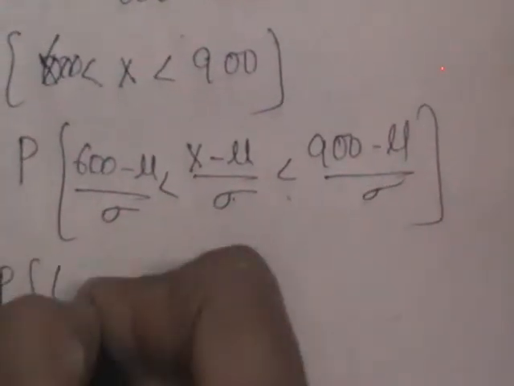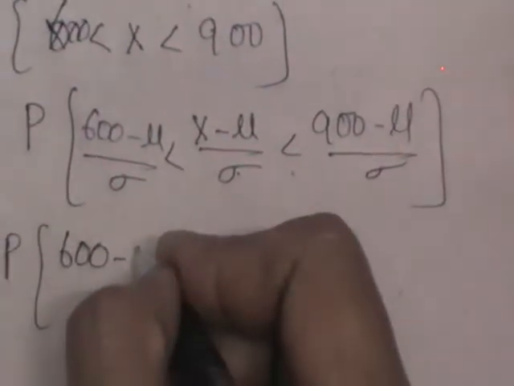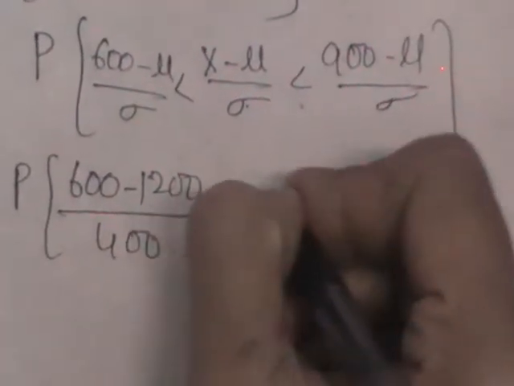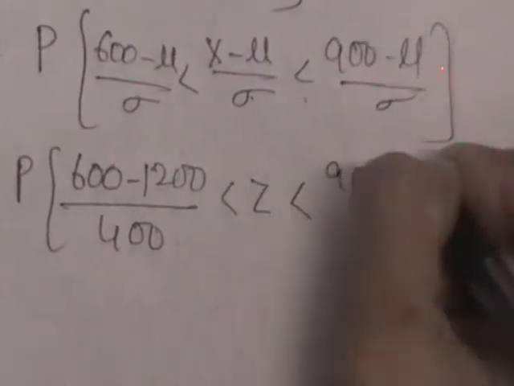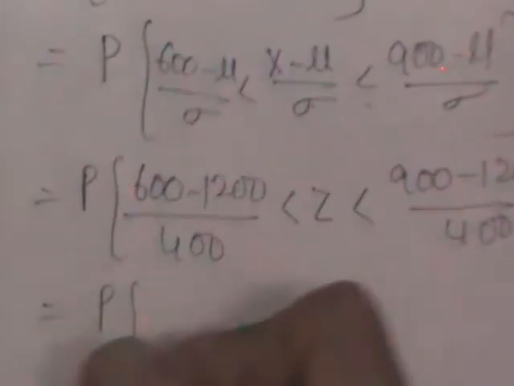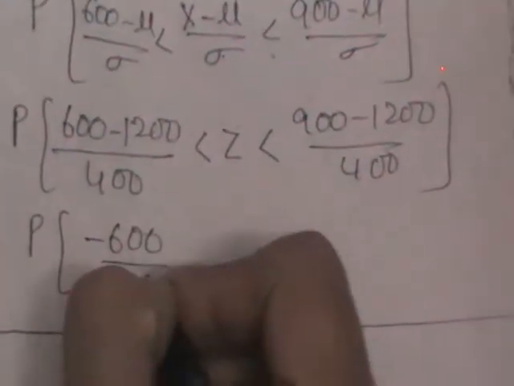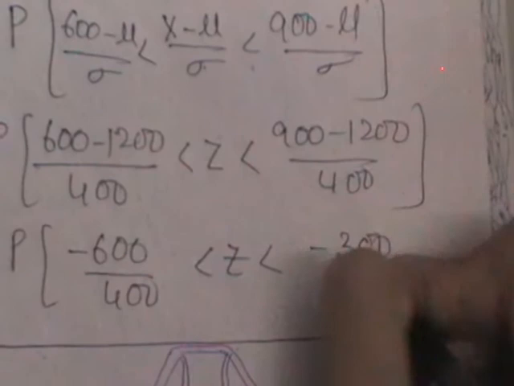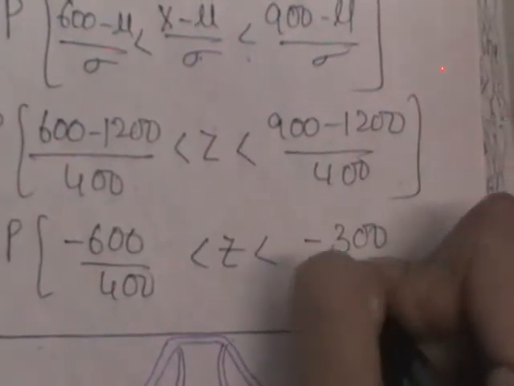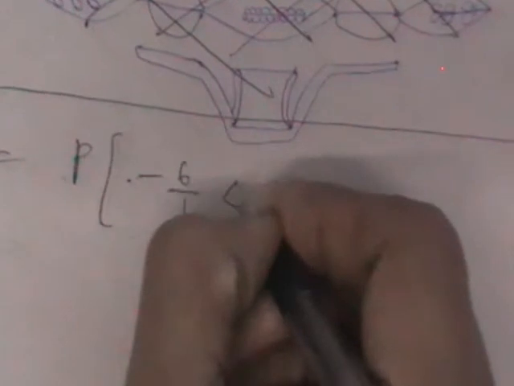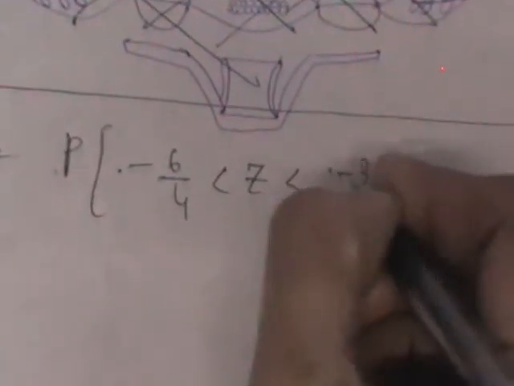So what is mu here? The mean salary is 1200 and the standard deviation is 400. So (600 minus 1200) by 400 less than z less than (900 minus 1200) by 400, which is nothing but minus 600 by 400 less than z less than minus 300 by 400. We have cancelled the hundreds here. So we got the probability of minus 6 by 4 less than z less than minus 3 by 4.